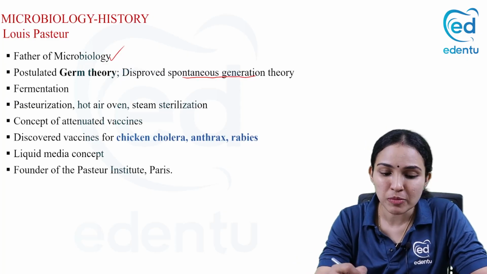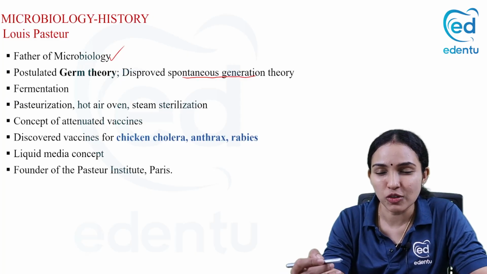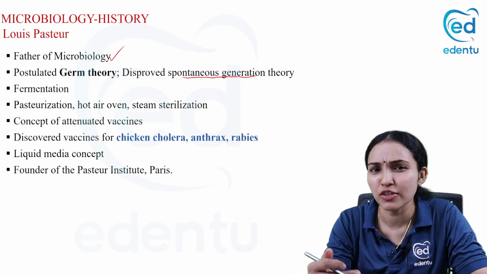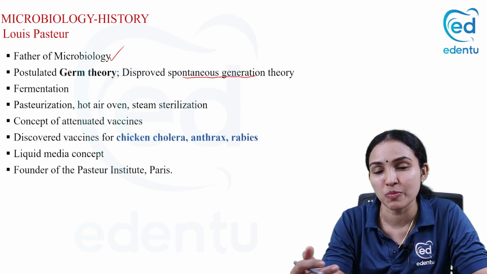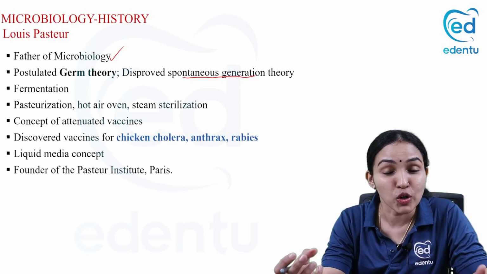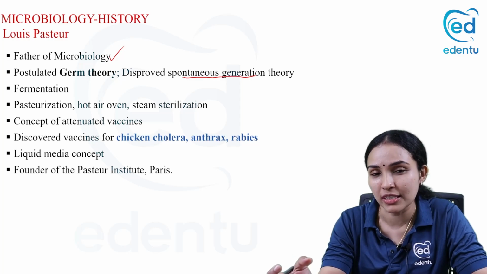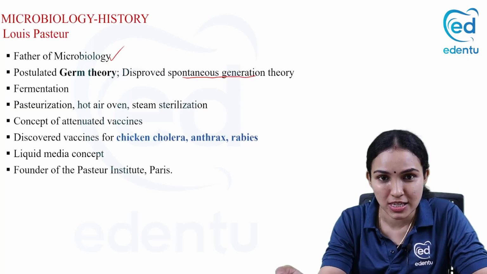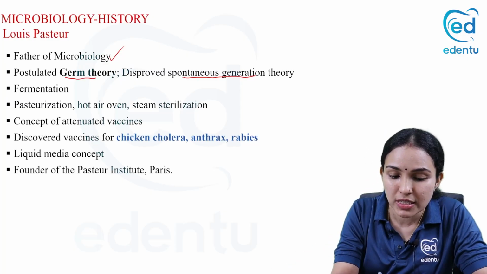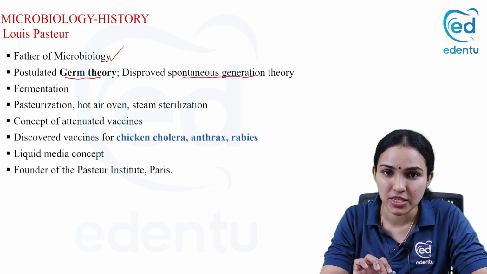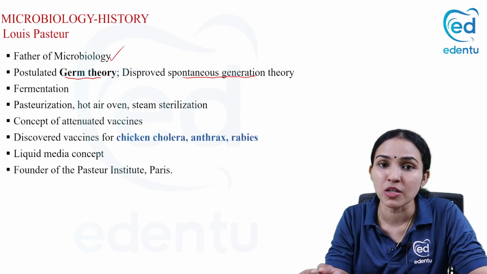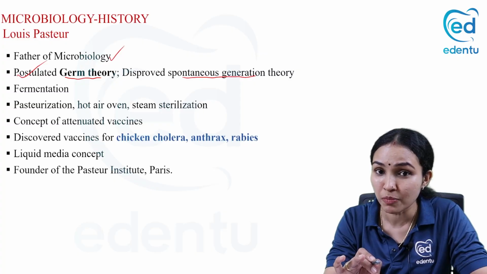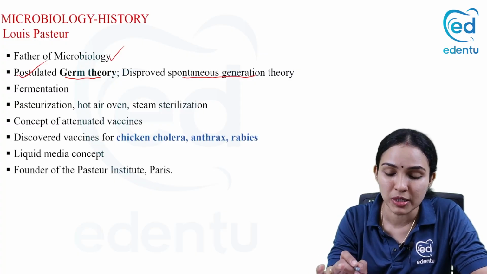With the Swan-Neck experiments, Pasteur realized that microbes do not generate spontaneously, they generate only from their own kind, and microbes are responsible for causing spoilage of food, and that may be the reason for infections also, causing diseases in people. So he postulated germ theory and he disproved the spontaneous generation theory. Germ theory means germs cause infections. That is the most important concept that was proposed by Pasteur.